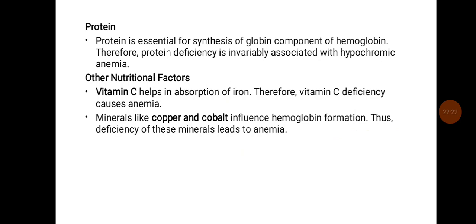Protein is also essential for synthesis of the globin component of hemoglobin. Therefore, protein deficiency is invariably associated with hypochromic anemia. Other nutritional factors like vitamin C help in absorption of iron. Therefore, vitamin C deficiency leads to anemia. Minerals like copper and cobalt influence hemoglobin formation. Thus, deficiency of these minerals leads to anemia.